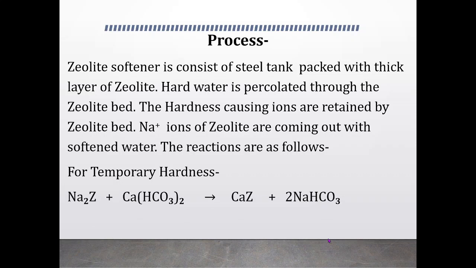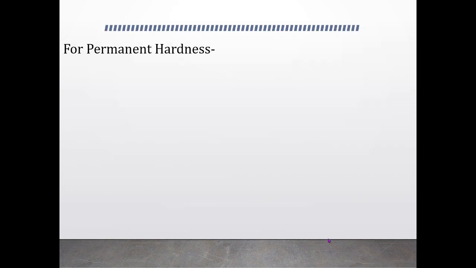Na2Z is nothing but the zeolite, and temporary hardness is due to the calcium bicarbonate. So obviously here Na gets replaced by Ca, so we will get calcium zeolite. Along with that, NaHCO3 is formed. Then if magnesium bicarbonate is present in the water, we will get magnesium zeolite, and the side product is the same, that is NaHCO3.